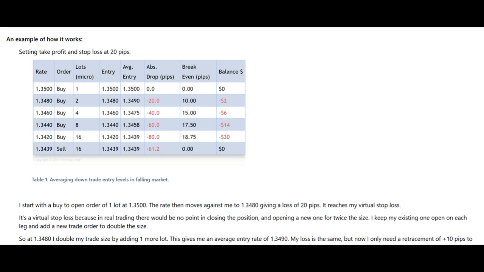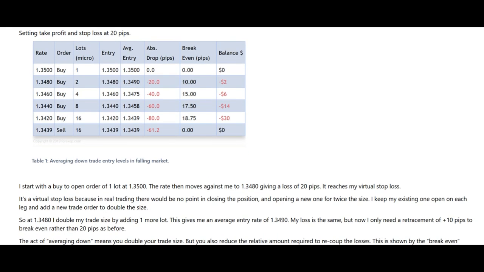Okay, we have the table, that is, the averaging down trade entry levels in a falling market. Suppose I start with a buy to open order of one lot at 1.35. The rate then moves against me to 1.3480, giving a loss of 20 pips. It reached my virtual stop loss.